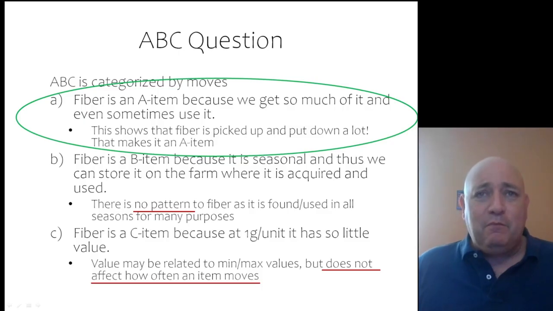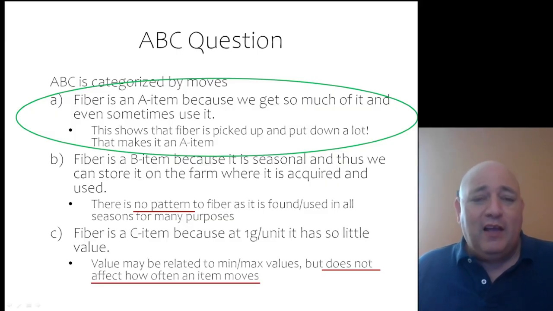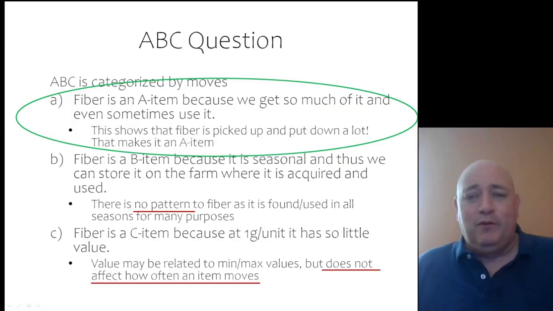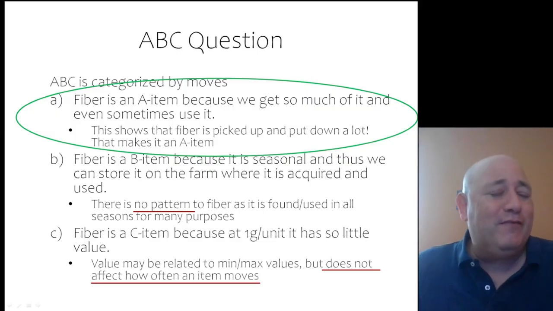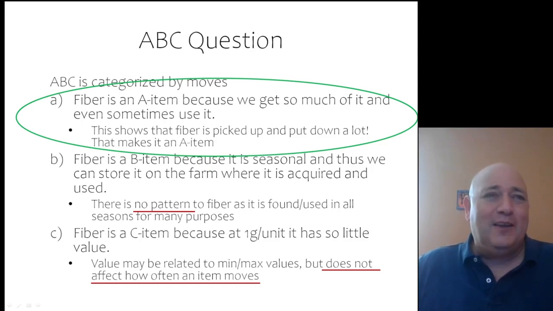Fiber is a B item because it is seasonal. First off, seasonal would mean that it follows a pattern. It doesn't even have to be a month pattern or a year pattern. But you could say, well, Dino, we don't have any fiber in winter because it's winter. And the argument is, well, you actually have fiber in the winter, even if not on the farm, you're going to find it in the mines and whatever. So that's not true.